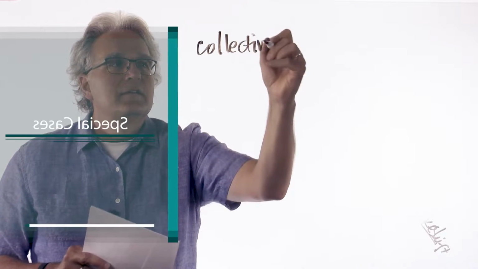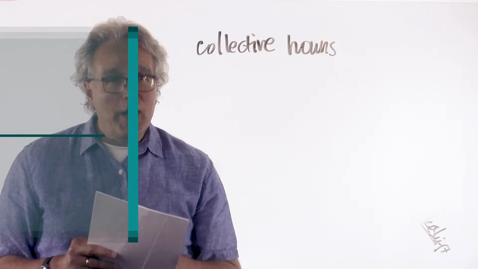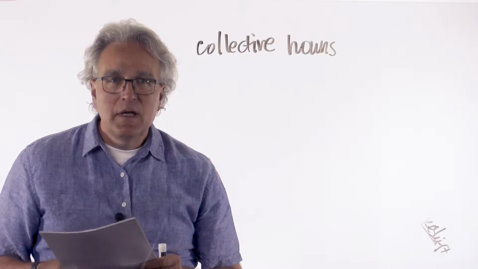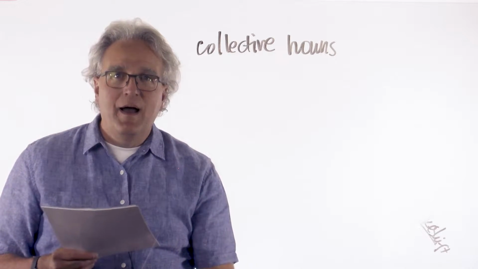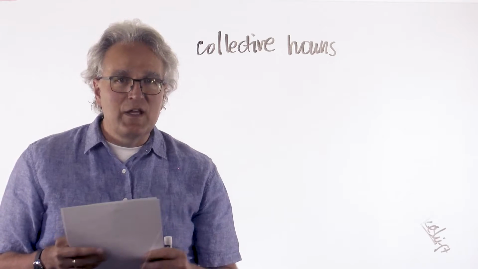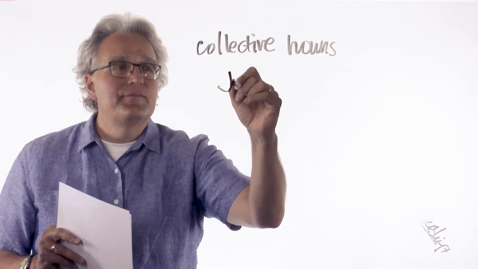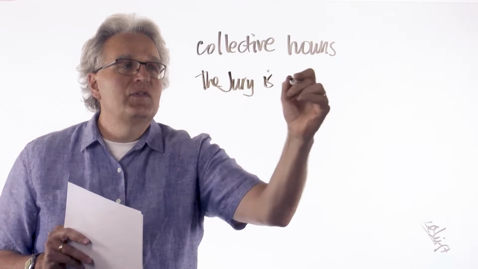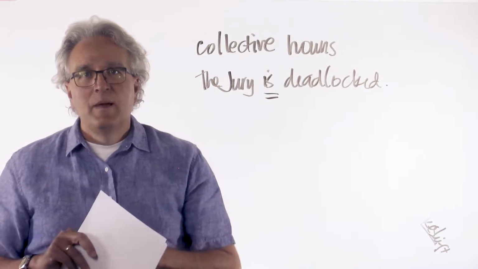All right. Another special case is when we have collective nouns. All right, collective nouns are nouns like audience, jury, team, company, committee, class, group. So when we're talking about a group, then we're thinking of that group as a unit. And they usually take singular verbs in most cases. So we'd say the jury is deadlocked, for example.